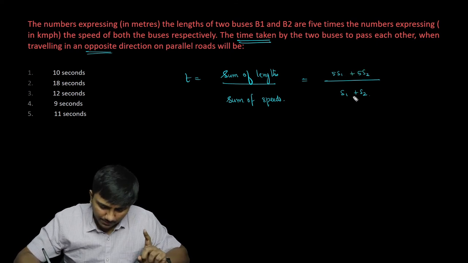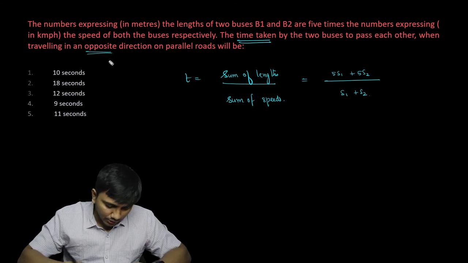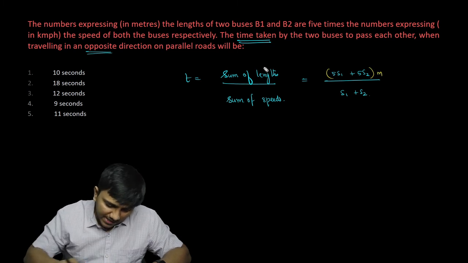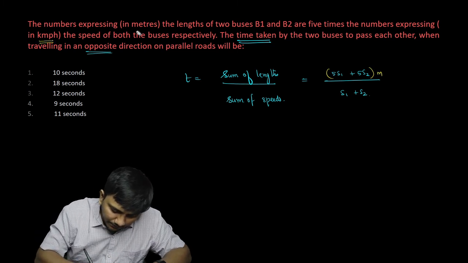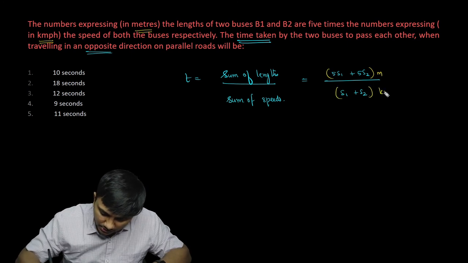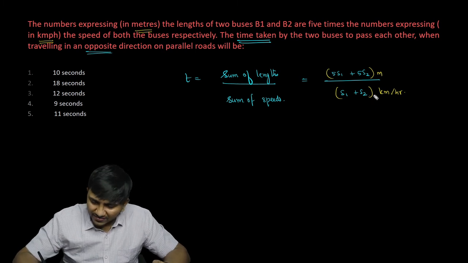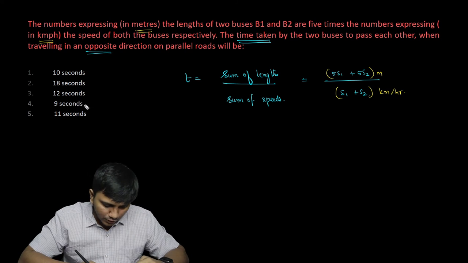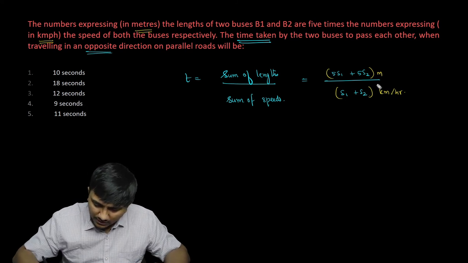But the point to be kept in mind is the units. Units for lengths are in meters, and for speeds, they are in kilometer per hour. So we will have to make sure we get the answer in terms of seconds, because the options are in seconds. Some shift of units is required.